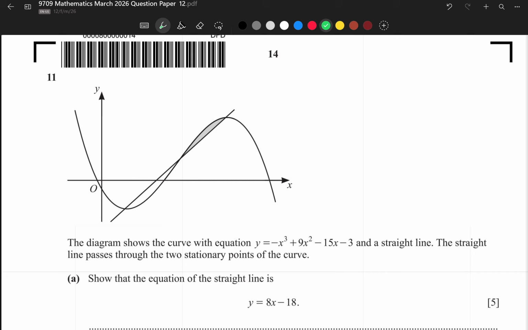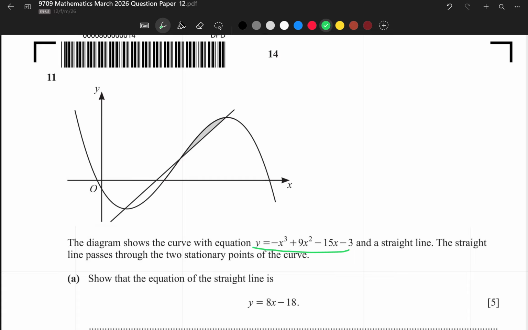The diagram shows the curve with the equation y = -x³ + 9x² - 15x - 3 and a straight line. The straight line passes through two stationary points of the curve. Show that the equation of the straight line is y = 8x - 18.